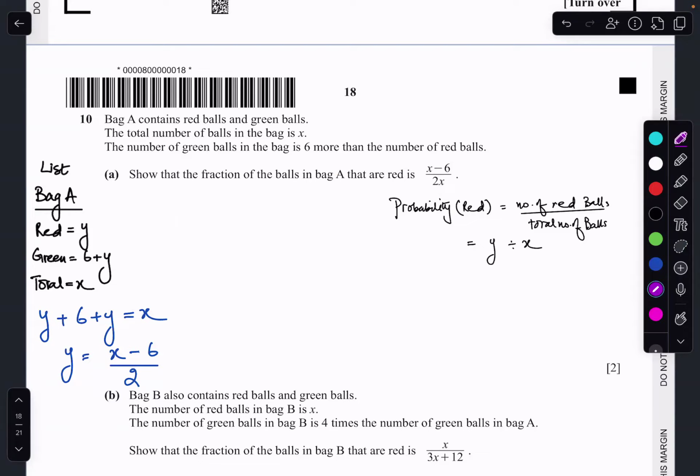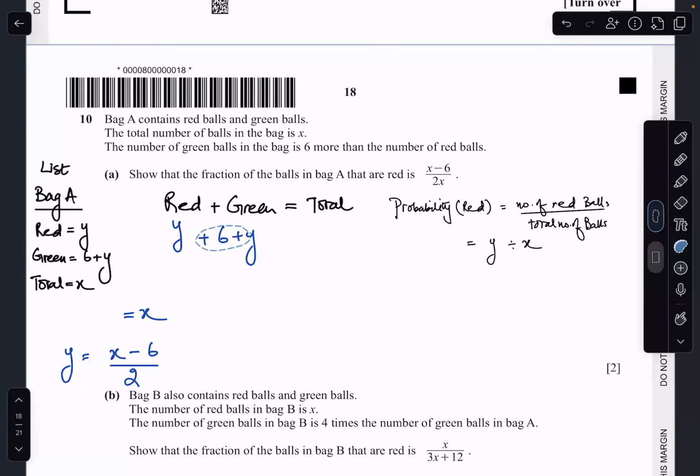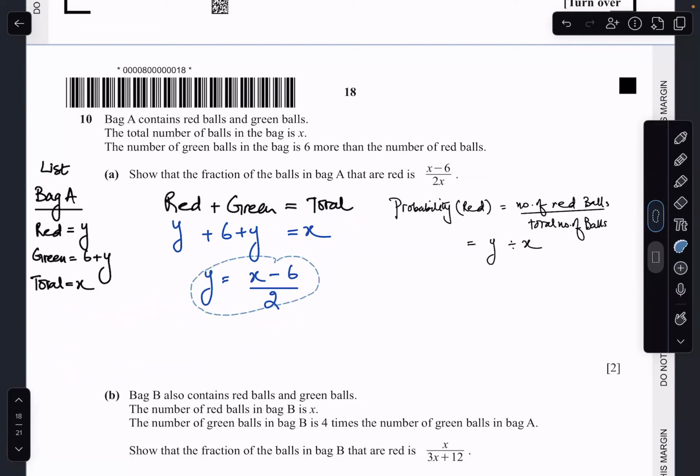First, I made a list. Now I'm going to write it as a statement. You know, red plus green will give us the total of Bag A. Can I say that? Red plus green. Do we have the total number of balls in the bag? Yes. So what is red? Y. Okay. What is green? 6 plus Y. What is the total? X. So when we rearrange it, it is.